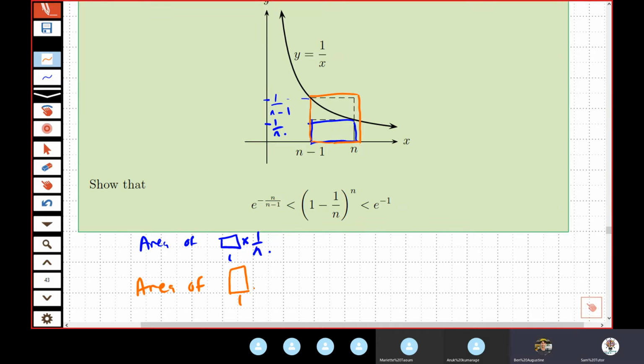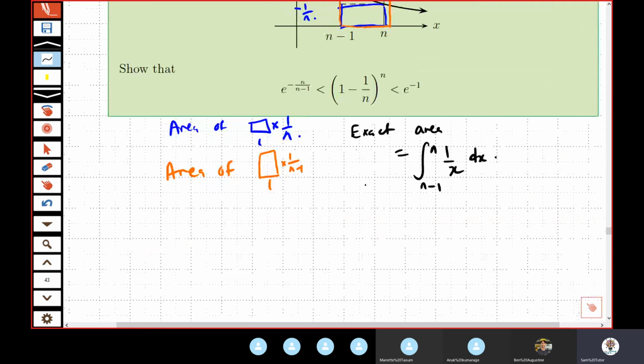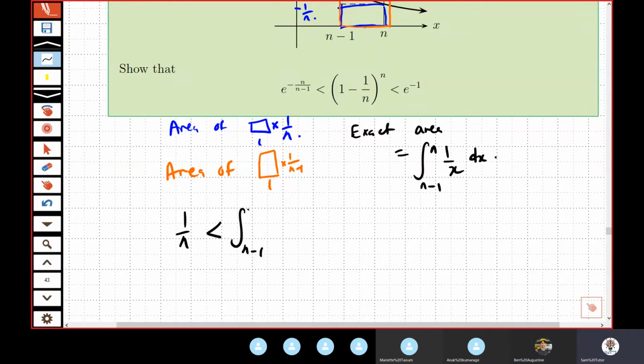That's just 1 times 1 on n minus 1. So that's that. And then, obviously, the exact area is the integral of 1 on x dx from where to where? From n minus 1 to n. And then the inequality is what? It's 1 on n, the area below, must be less than the area of this, which must be less than 1 on n minus 1.